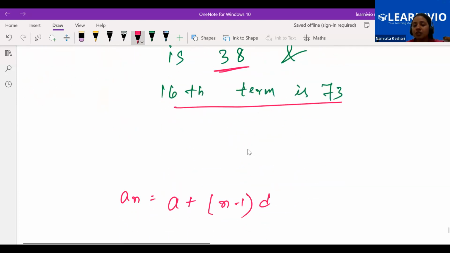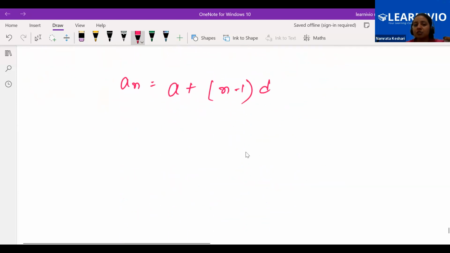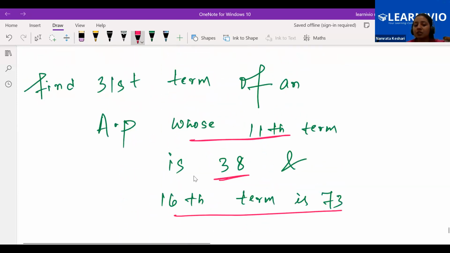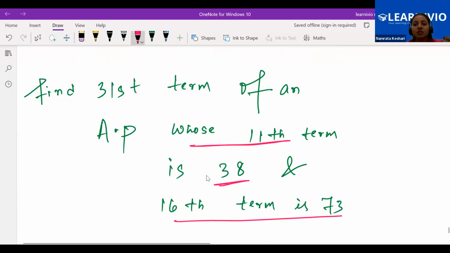Can you tell me what we are going to get? Each and every one, frame the equation with the help of the 11th term being 38. Tell me what you are getting. We have an AP whose 11th term is 38. Do we know a? No, the first term we don't know. Do we know the common difference? No, the common difference also we don't know.